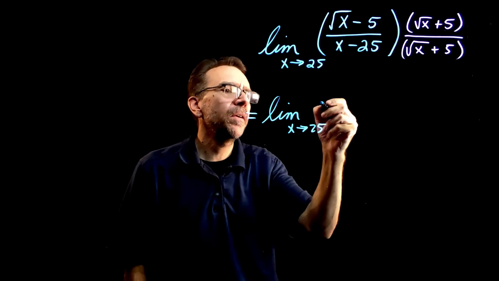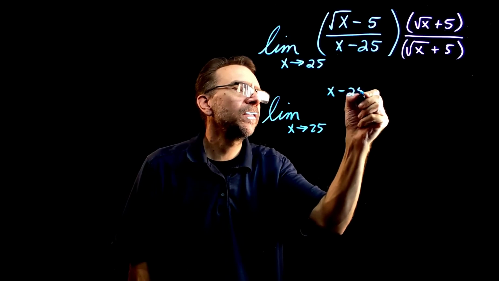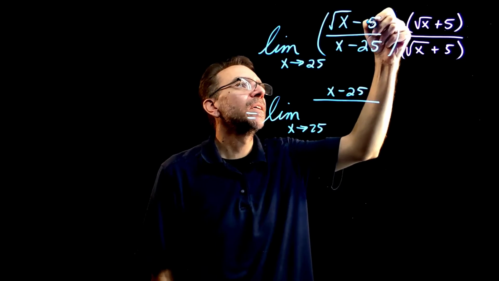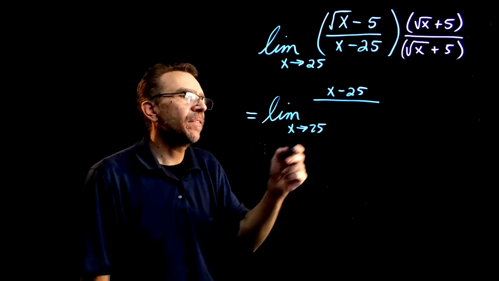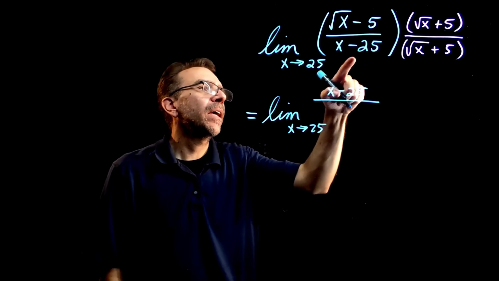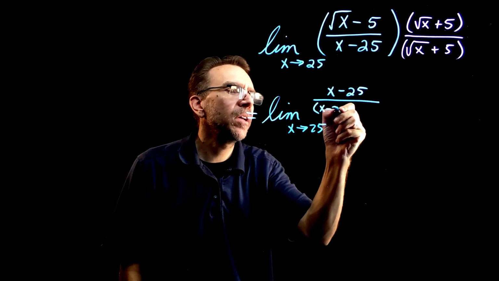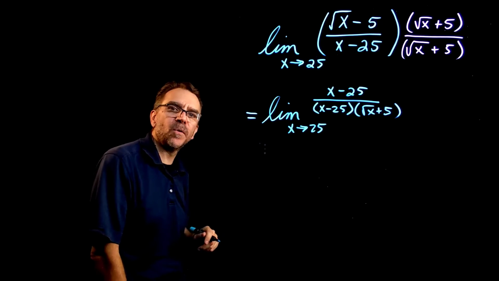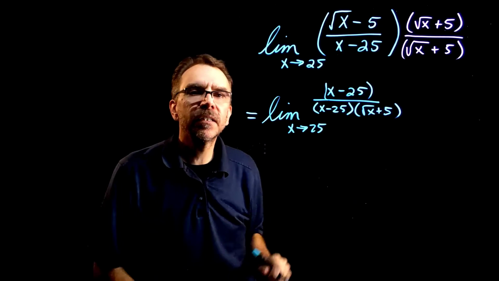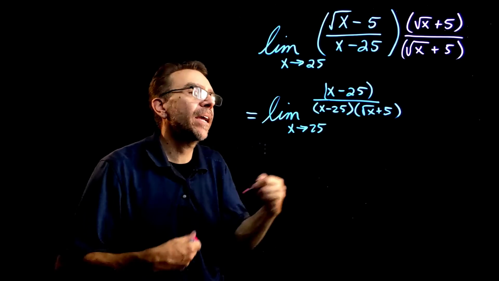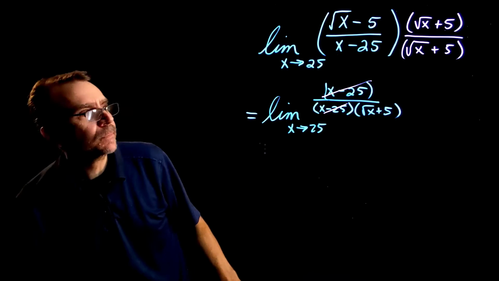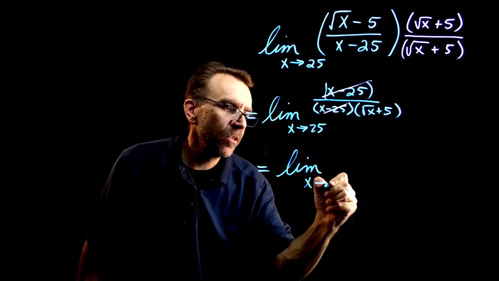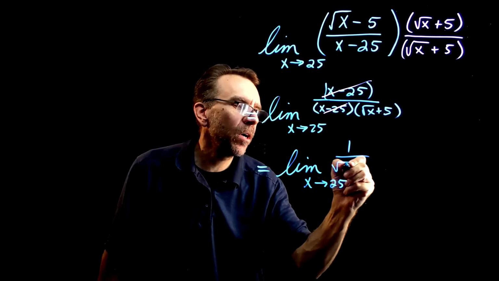So when I FOIL out the numerator here, I'll be left with x minus 25, right? Square root of x times x is x. The middle terms will cancel, and then negative 5 times 5 is minus 25. Okay, and I'm going to leave the bottom factored. So x minus 25 times square root of x plus 5. Because I can see now in this form, I have a common factor here that can then cancel. All right, so dividing out x minus 25, we're left with the limit as x approaches 25 of 1 over square root of x plus 5.